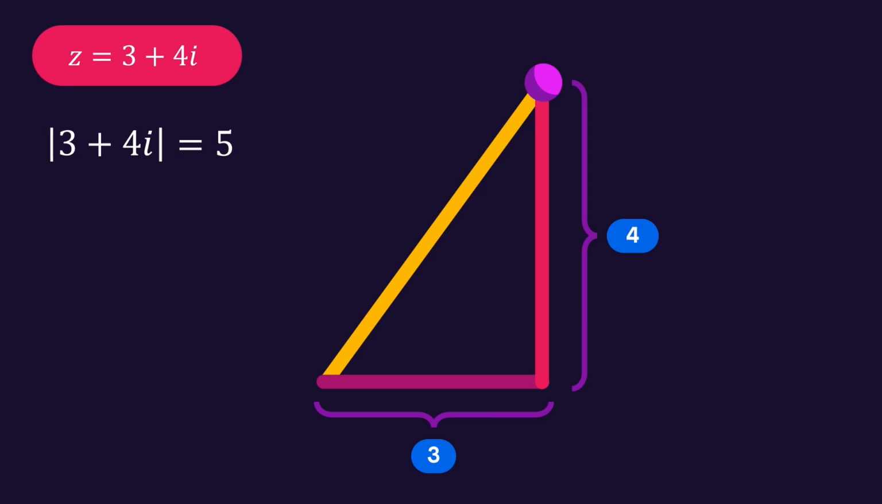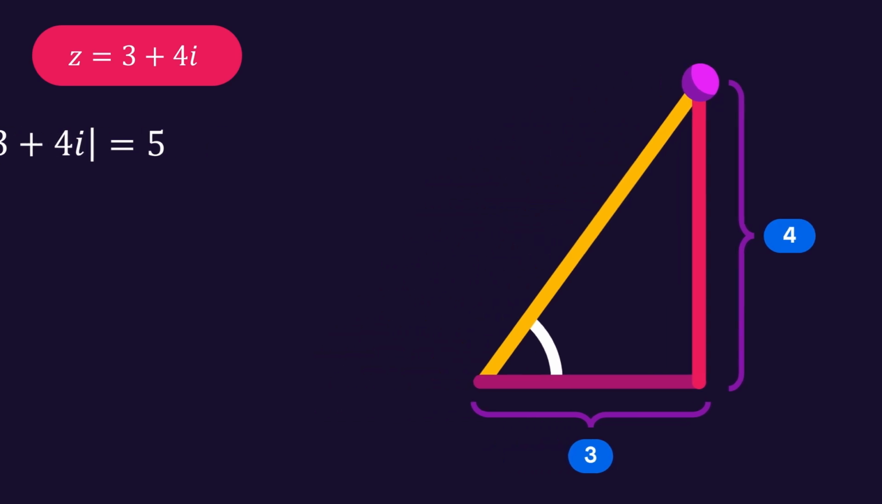Then there's the direction, the angle it makes with the real axis. This angle is super useful in polar form, but for rectangular form, we focus on a and b separately to locate the number precisely on the plane. Let's go through some more examples of complex numbers in rectangular form.